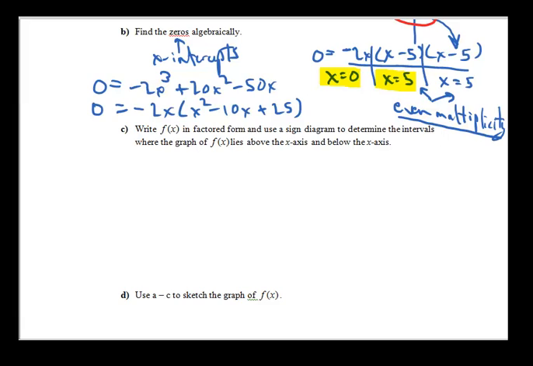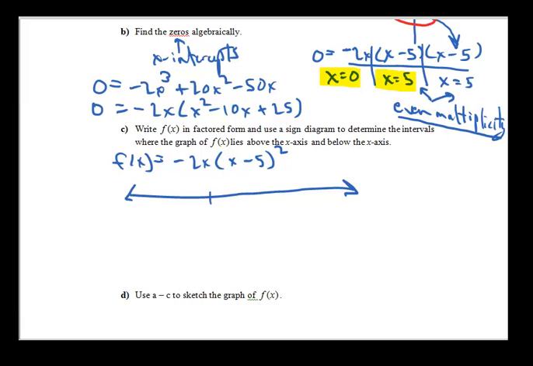So what you have to do here is write it in factored form, so we know it's negative 2x times x minus 5. I can write it as x minus 5 squared. That's going to help me in this case. And what it means to write a sign diagram is you put a little number line here and you write down the numbers that are zeros, which are 0 and 5.